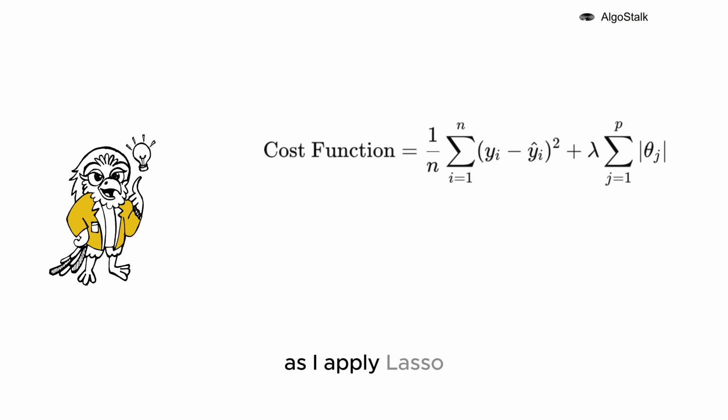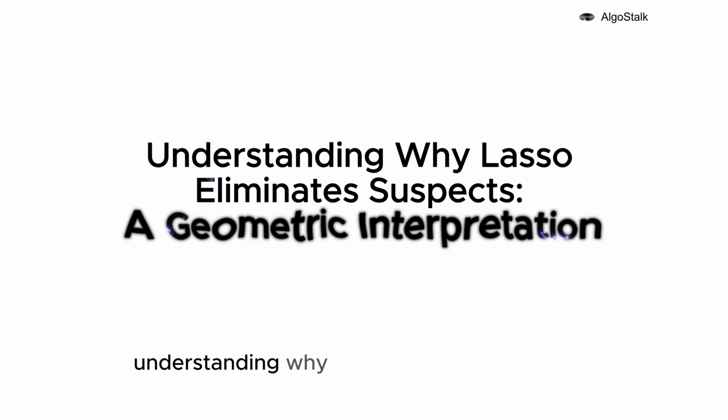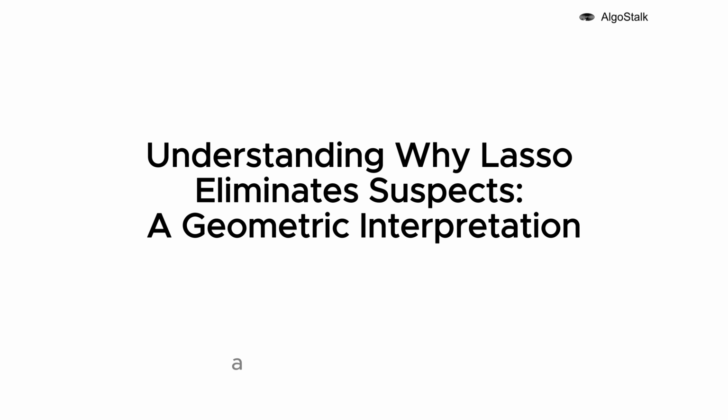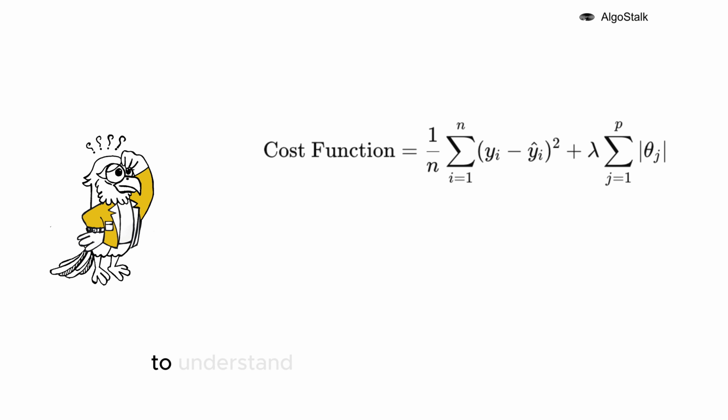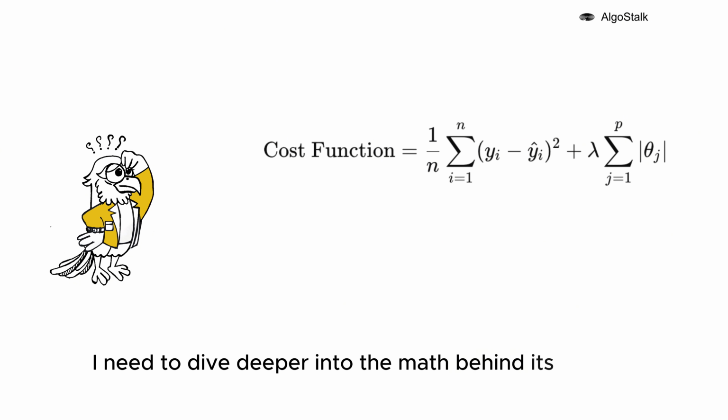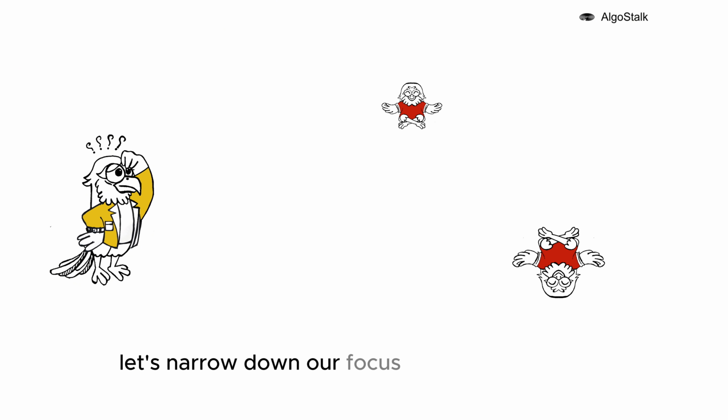As I apply lasso, I witness irrelevant features beginning to vanish, leaving only the most critical suspects in play. This process simplifies my analysis, making the case clearer and easier to solve. Understanding why lasso eliminates suspects, a geometric interpretation. To understand why lasso is so effective at eliminating suspects, I need to dive deeper into the math behind its penalty. Let's narrow down our focus to just two suspects and visualize how ridge and lasso penalize them differently.